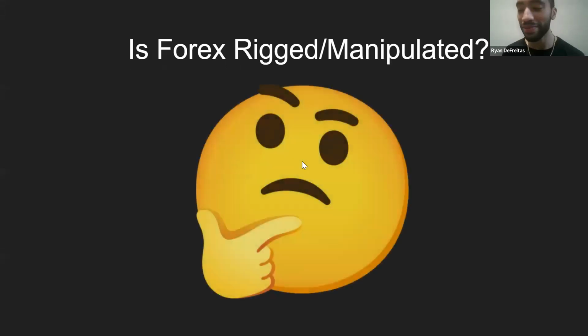Shh. Anyway, is Forex rigged? How did we get here? Anyway, is Forex rigged or manipulated, y'all? Yes or no? Yeah. See, you see that face? I can do that face too. Look at the smiley face. That's the face I look with. And y'all give me some answers sometimes, like, who raised you?